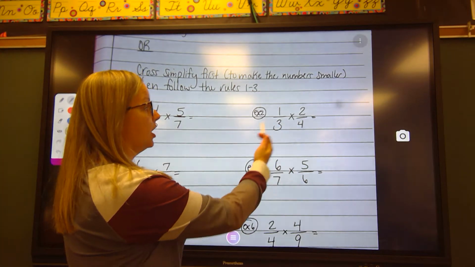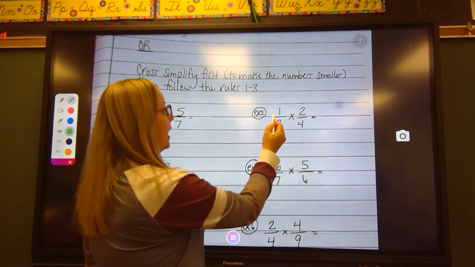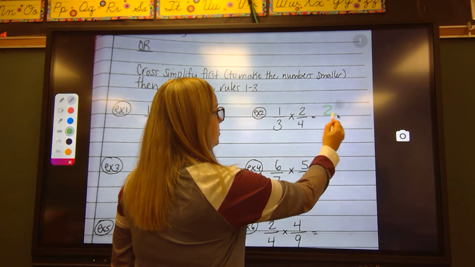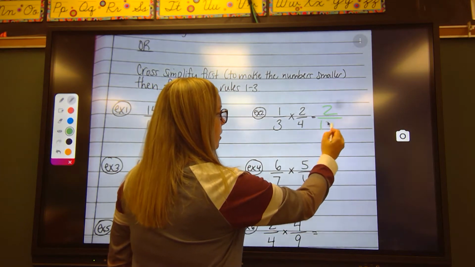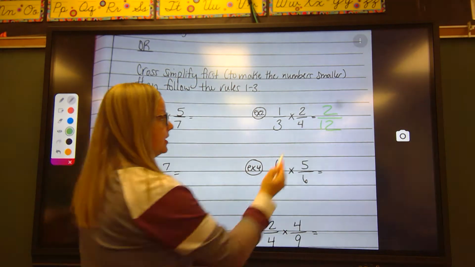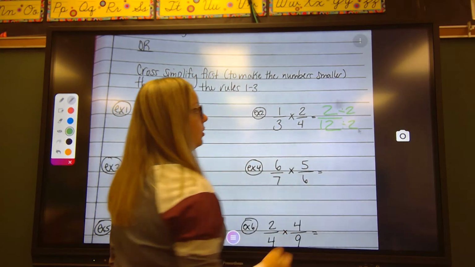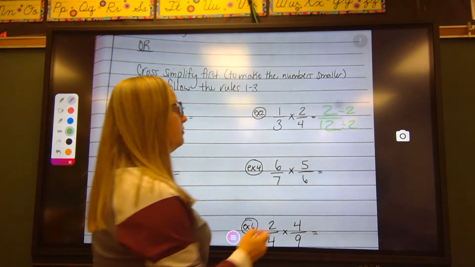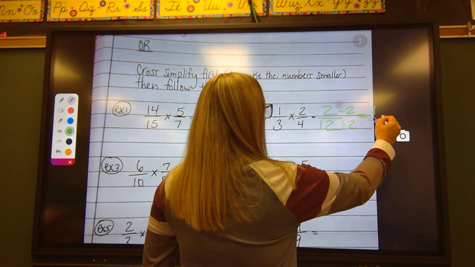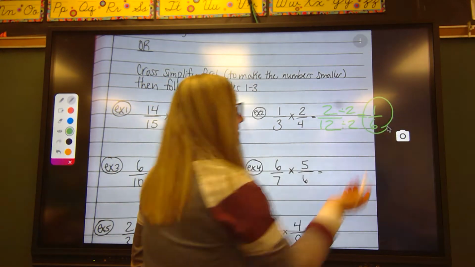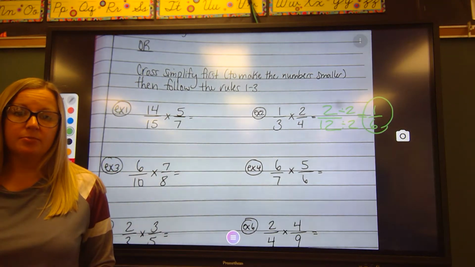So the rules are top times top, bottom times bottom. So I take 1 times 2 and I get 2, and 3 times 4 is 12. Now all I have to do is reduce that. So I want to come up with the biggest number I can think of to go in both, which is 2. 2 divided by 2 is 1. 12 divided by 2 is 6. Simple as that. That is how you do it. Top times top, bottom times bottom.